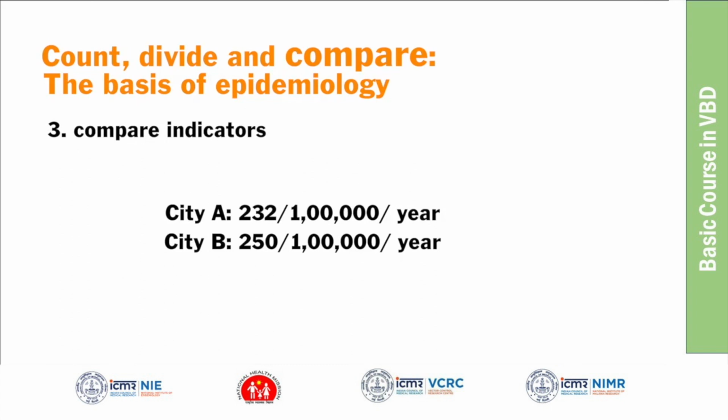When I say denominator, we also use the word susceptible in the natural history diagram. I use the word at risk. So the denominator should be the population at risk, the appropriate population. And then we make sure we compare the indicators between the two settings or two scenarios, and then make appropriate inferences about that particular problem. This is the very basis of epidemiology.